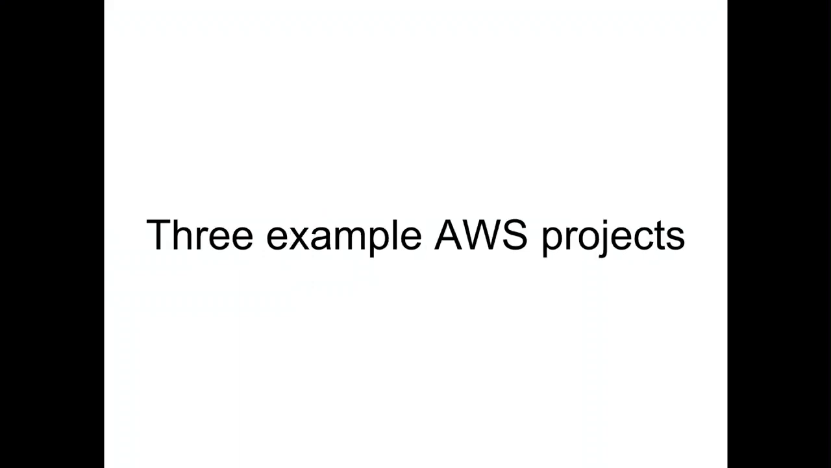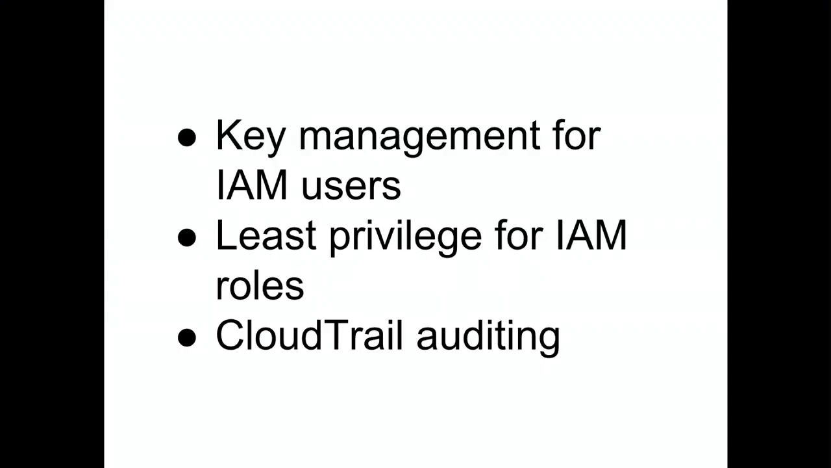Today I'm going to talk about designing usable identity and access management systems. I'm going to use 3 real-world AWS IAM projects I built as examples. These projects cover key management for IAM users, least privilege for IAM roles, and the design of a CloudTrail auditing stack. Each project is accompanied by a blog post and source code, and I'll provide links to these at the end of the presentation.